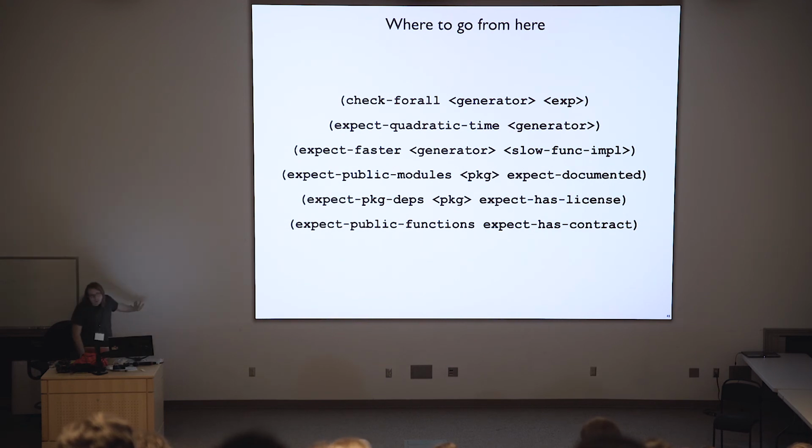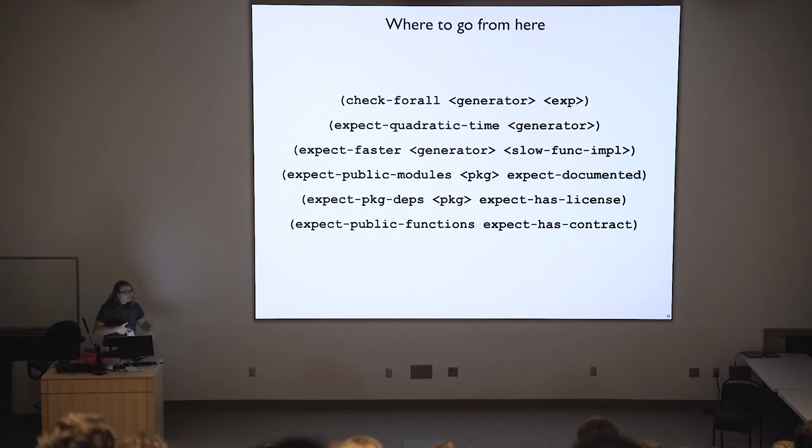Now, that's what I have now, but what I want is I want this to go nuclear in terms of interesting expectations. For instance, you should be able to say, I want to check for all values generated by this thing that all of them satisfy this expectation. And now I have a way to do property testing and other sorts of soft verification things. Or I want to say, I expect a function where when I give it these inputs, it runs in quadratic time, or it runs faster than this other implementation of the same function.